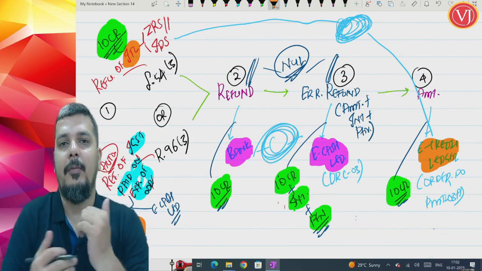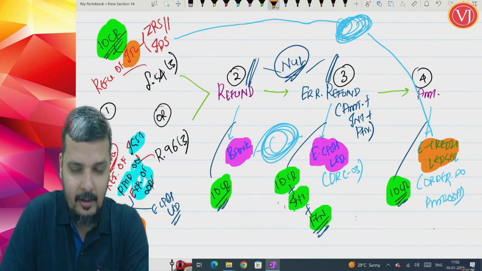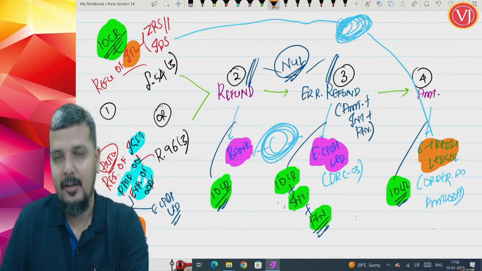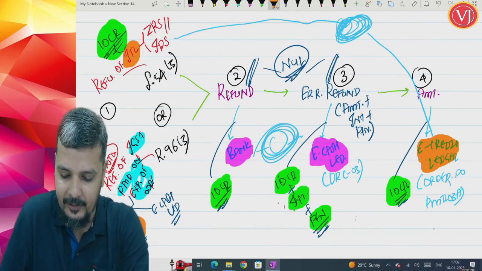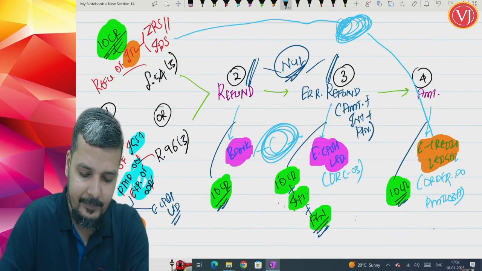IGST on export of goods, if you are paying by credit ledger, your credit got reduced. When your credit gets reduced and you get it in your bank account, finally you pay back that with interest and penalty. Finally, you will get back in your credit ledger. That is not a problem. The problem lies here.